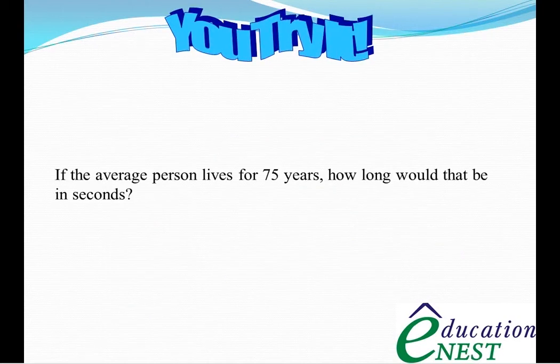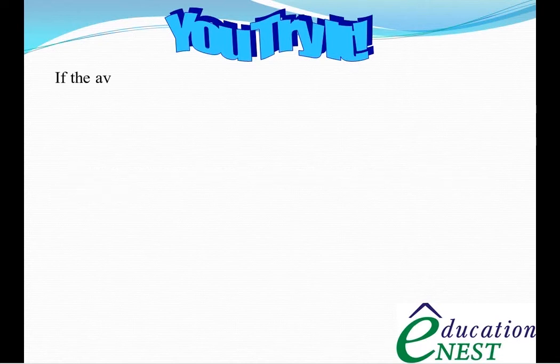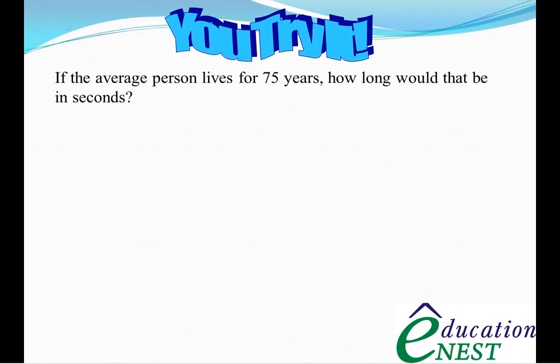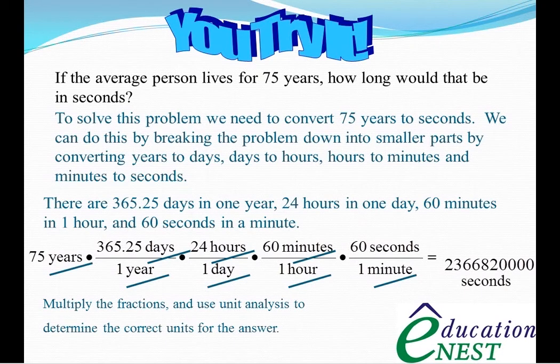Now let's try this question. If the average person lives for 75 years, how long would that be in seconds? Let's look at the solution. To solve this problem, we need to convert 75 years to seconds. We can do this by breaking the problem down into smaller parts, converting years to days, days to hours, hours to minutes, and so on.